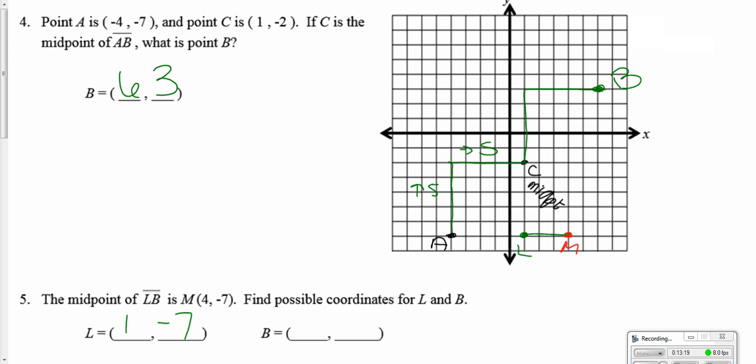And for point B, I could go to the right 3. So there's point B at 7, -7. You could go up and down. You could make that left and right distance bigger, smaller. You have a very big selection of points you could choose.